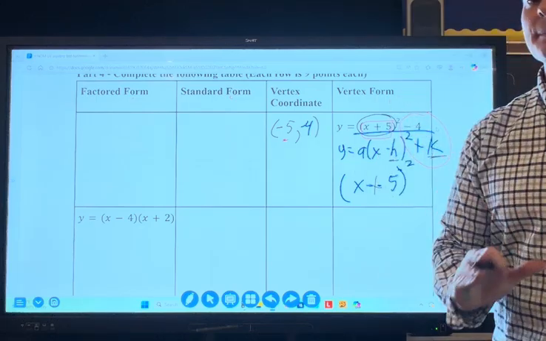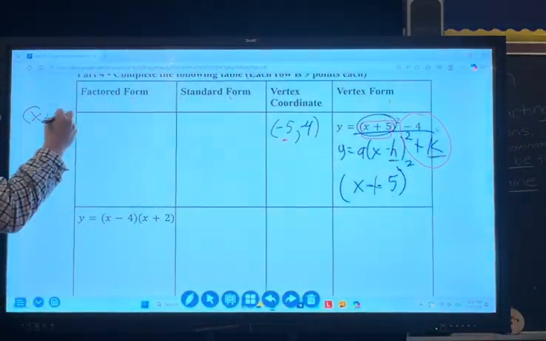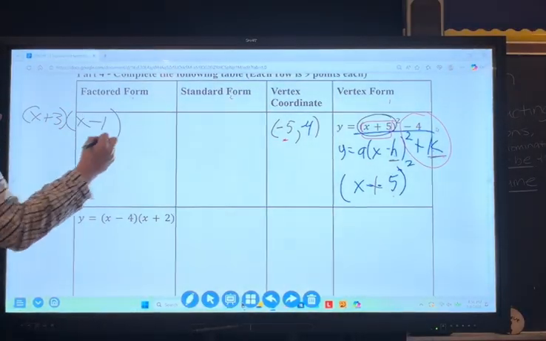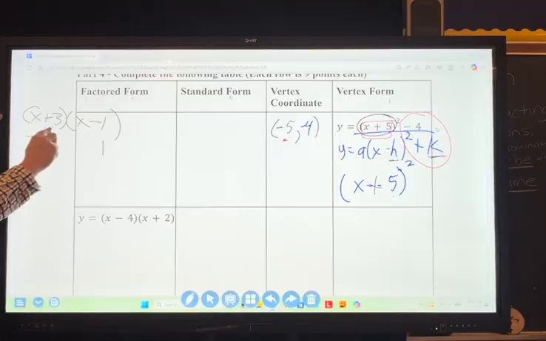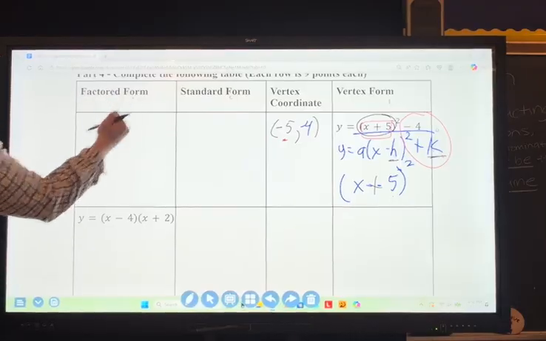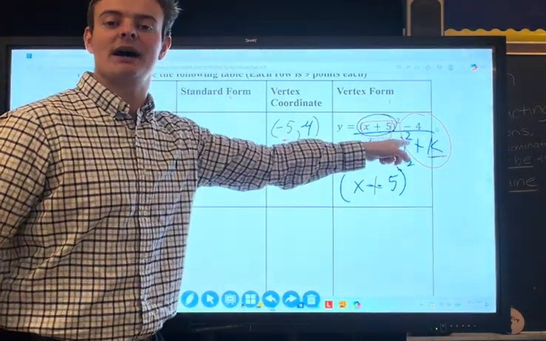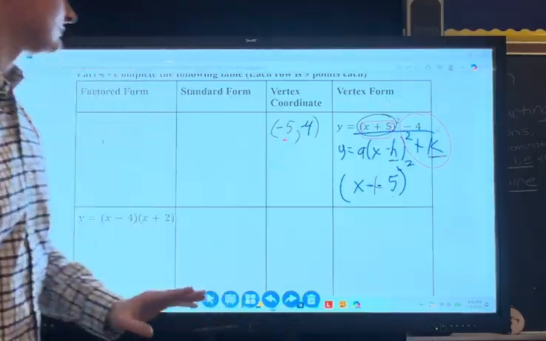We've kind of seen that before with factors. When we had the factors before of x plus 3, x minus 1, those x-intercepts became -3 and 1, the opposite versions of what was in my parentheses. It's the same thing here. The opposite version of +5, that's -5, and that's my vertex.